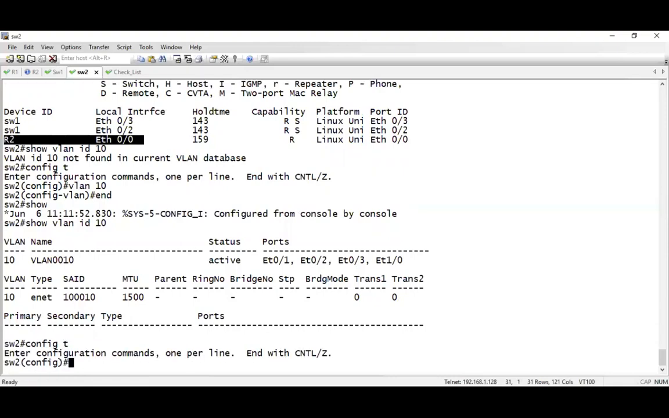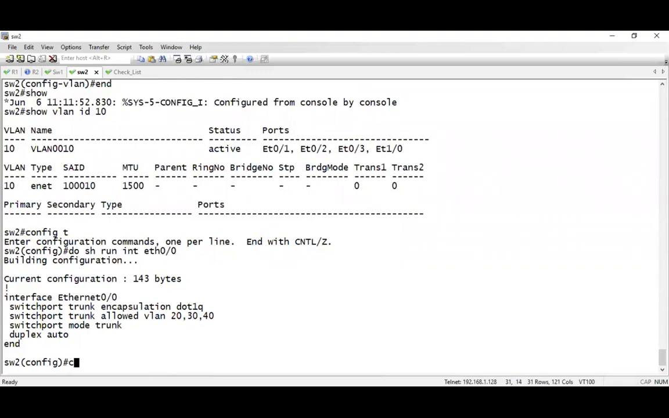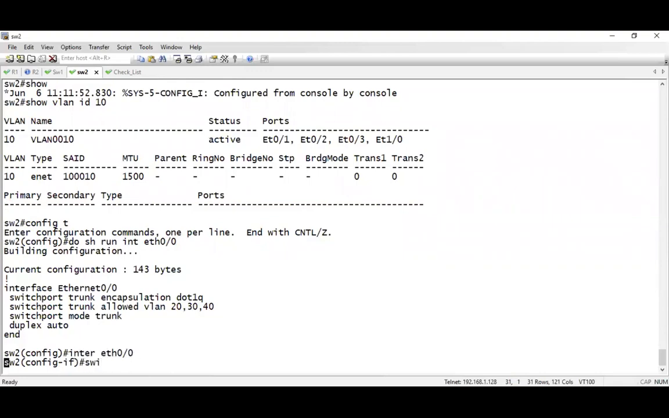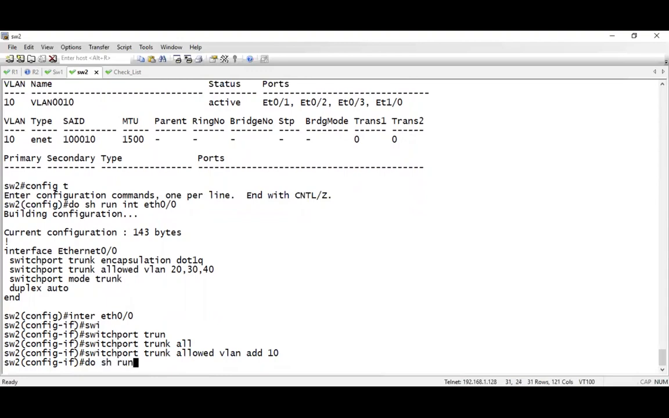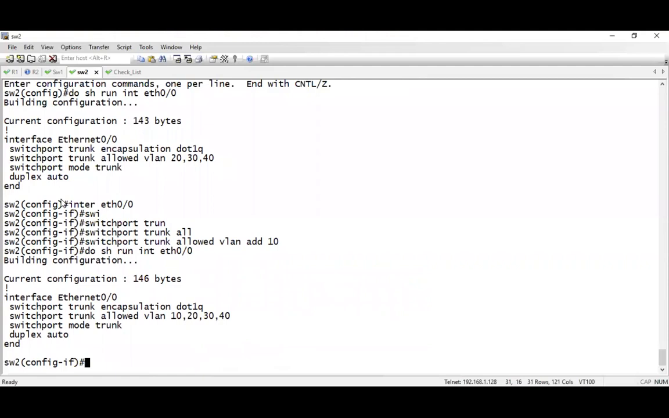So we have to make sure we are passing this particular VLAN towards R2. Let's do switchport trunk allowed vlan. Wait, don't forget to add the keyword. We are adding VLAN 10. Let's verify. VLAN 10 is passed towards R2, on the interface which is going towards R2.